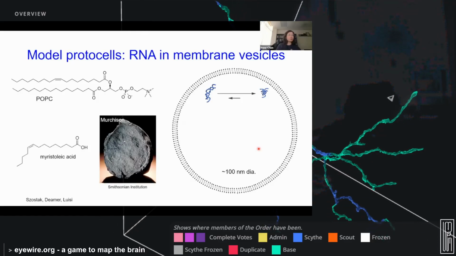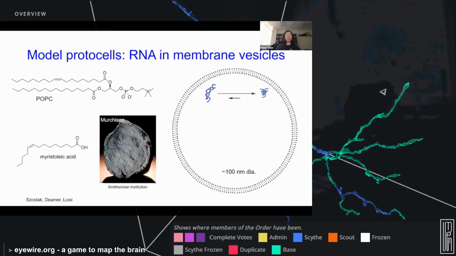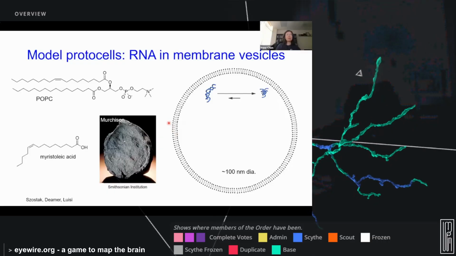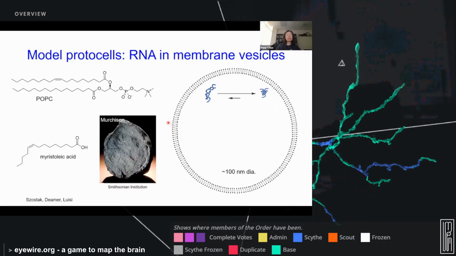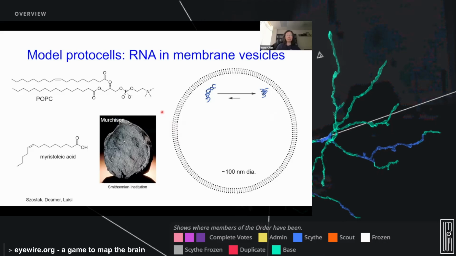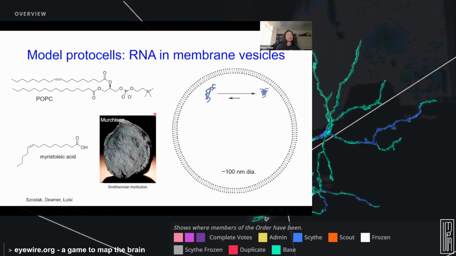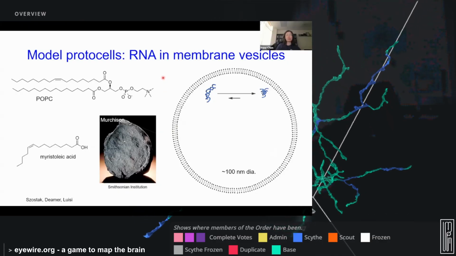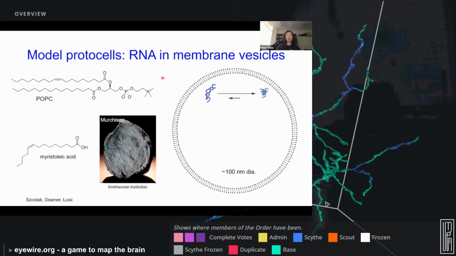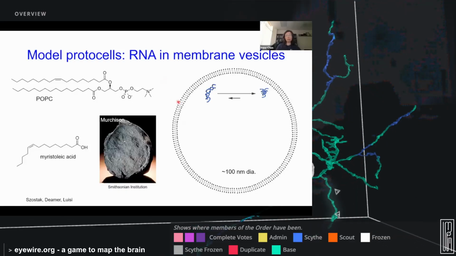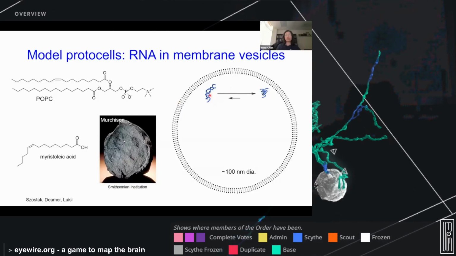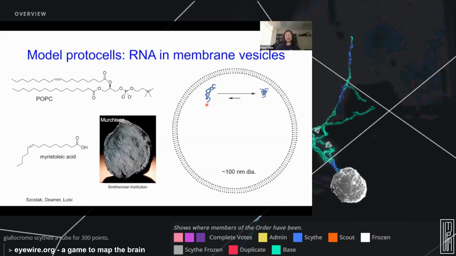So the model for protocells that we're using, I know Kate is probably intimately familiar with this, and others are too. We're using fatty acids primarily, inspired by the content of meteorites. And then we also use phospholipids sometimes as a nice model system for our lipids. And we're interested in understanding what happens to encapsulated RNAs inside.